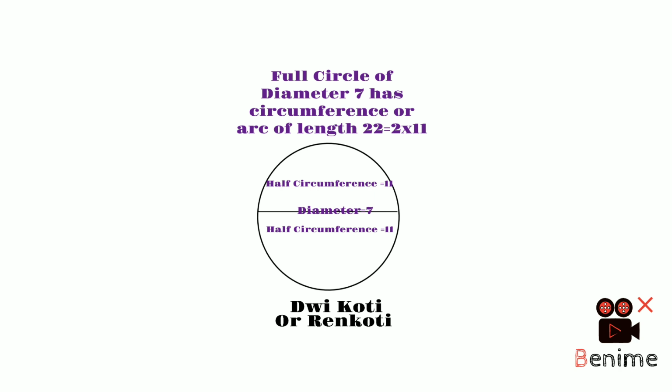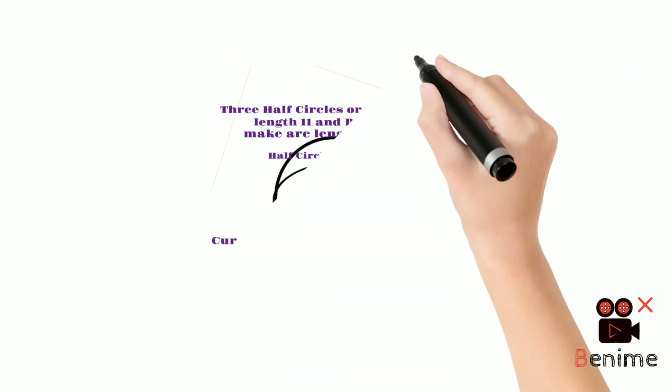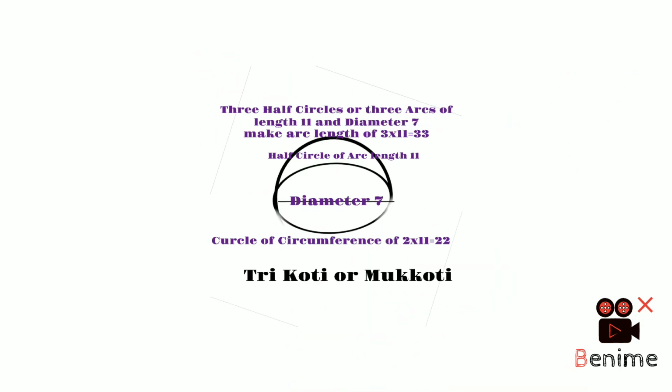And this is a very common circle. The circle we know is this one. And then we have the third one. The third one is most important. We can call it Mukkoti. Mukkoti is 3 into 11, that is 33. This is how its geometric structure will look like: a full circle and a half circle.